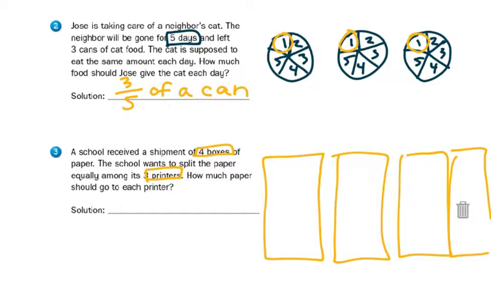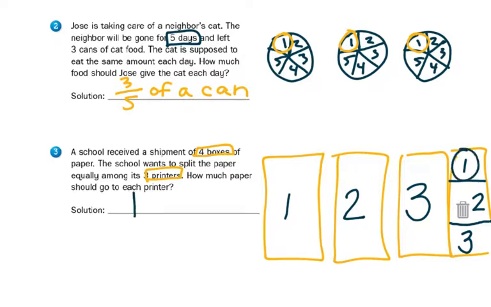So we don't even have to divide the first 3 boxes. Box 1 will go to printer 1. Box 2 will go to printer 2. Box 3 will go to printer 3. And then the last one has to just be divided into 3 equal parts. 1 part will go to printer 1, the second part printer 2, third part printer 3. So each one is going to get 1 full box and 1/3 of the last one. So 1 1/3 boxes.